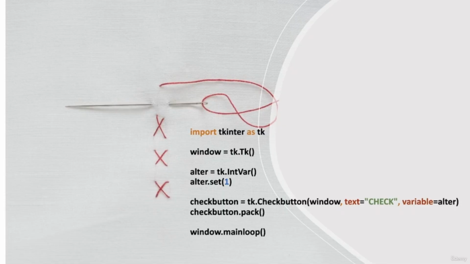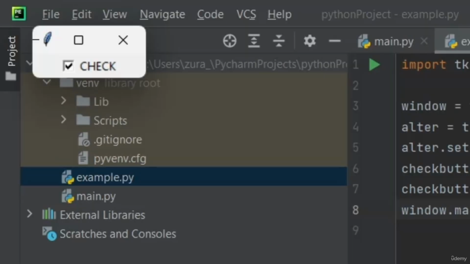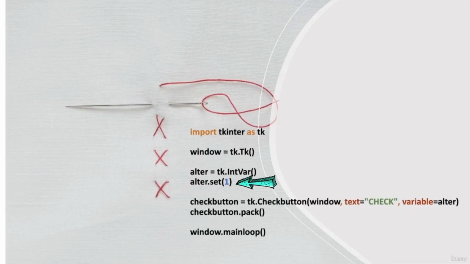We will next apply the pack method to our checkbutton and run the code by applying the main loop method to our window. As a result, we will have a window with a ticked check button appear on our screen. The reason why it is ticked is because we have placed an integer value of 1 as an argument inside the parentheses of the set method. If we have indicated an integer value of 0, the square box of our check button would have been empty.